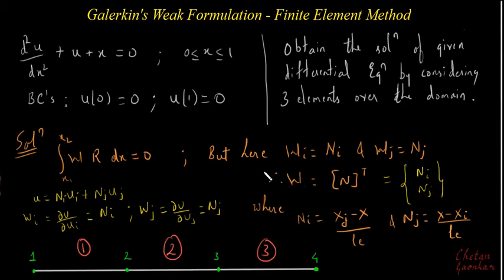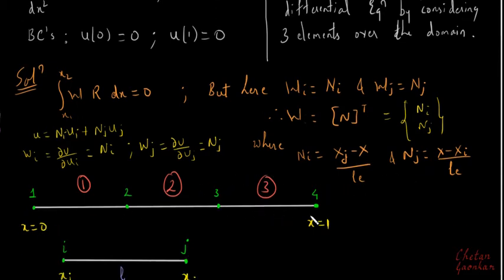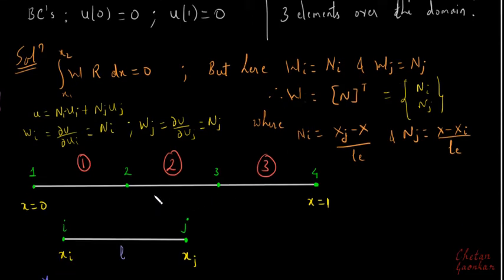In place of the weighting function, we will substitute n transpose, where ni and nj are the ones we have already derived in our previous sessions, and this is in terms of global coordinates. The given domain, from 0 to 1, we will divide into three elements, element 1, element 2, element 3, and one of the typical elements is shown here, which goes from xi to xj with respect to the global coordinate system, and let the length of this element be L.